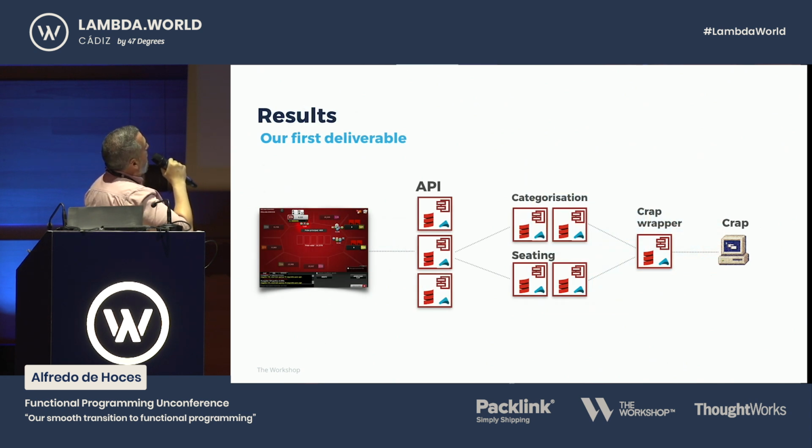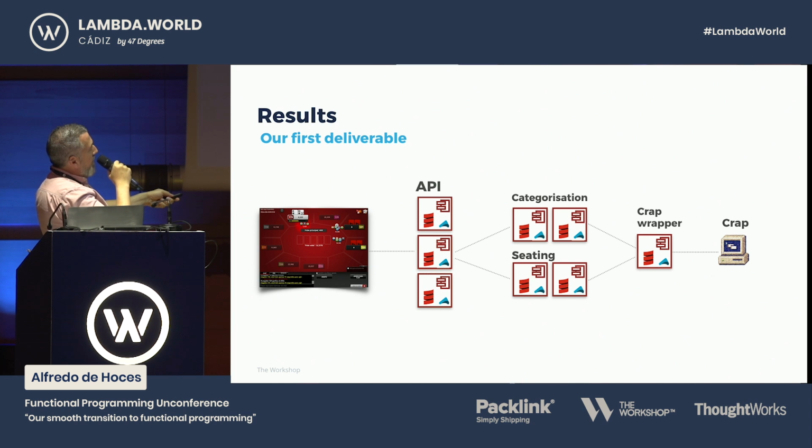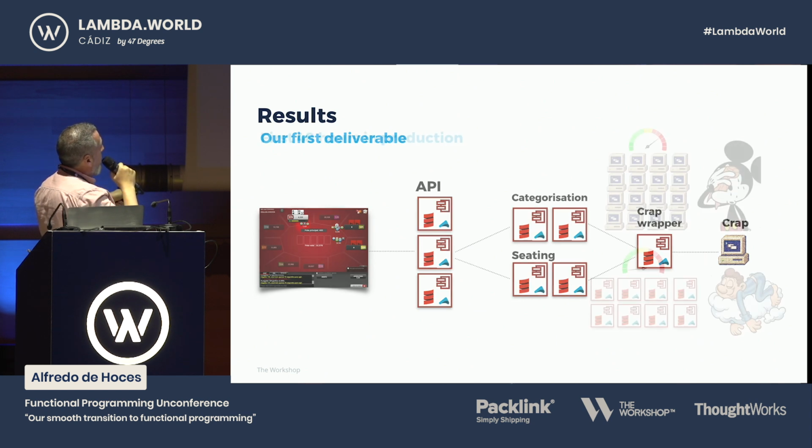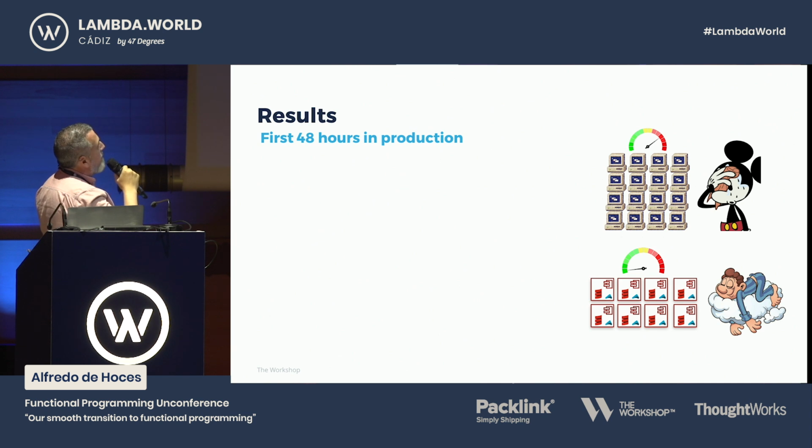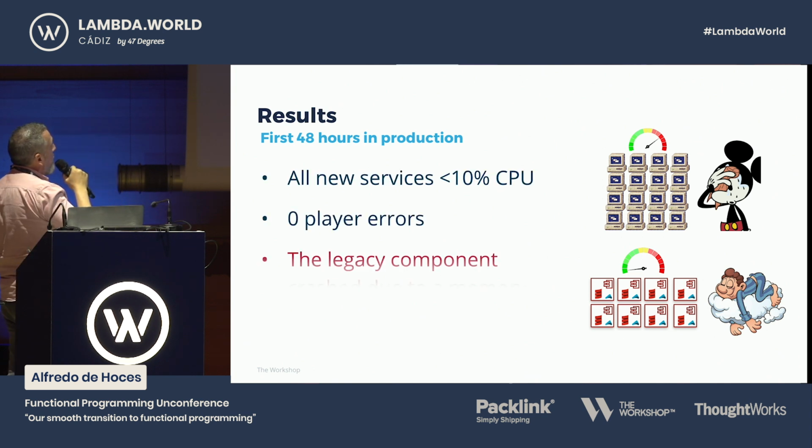And then we created our first deliverable. We have our crappy component, our crab wrapper, a couple of microservices, an API, which we connected to the client. This used to talk to an API on the legacy bit, and we send it to the new service. And after the first 48 hours in production, what used to be 16 old nodes running at 75% CPU mostly at all times, they became 8 new components, basically sleeping through it. 5%, 7% CPU usage.